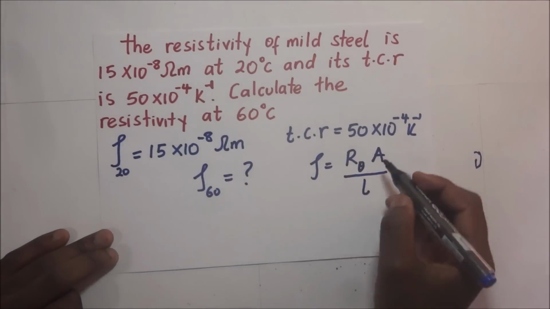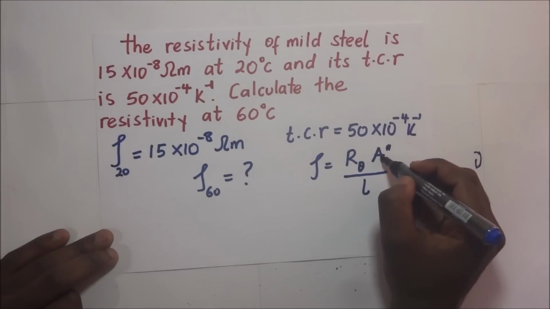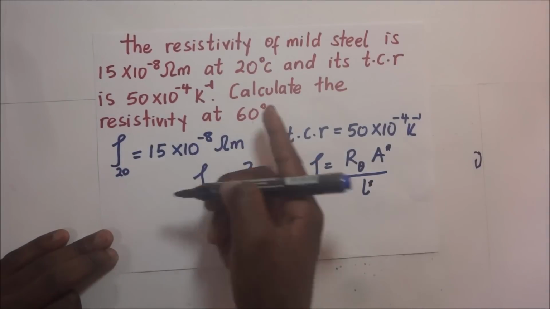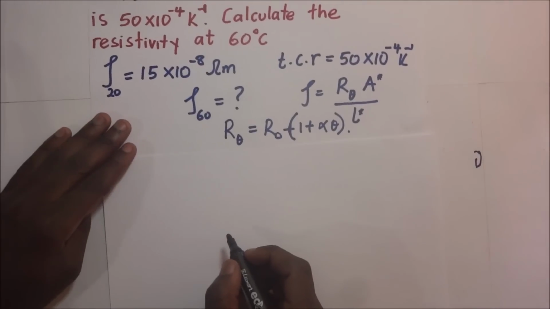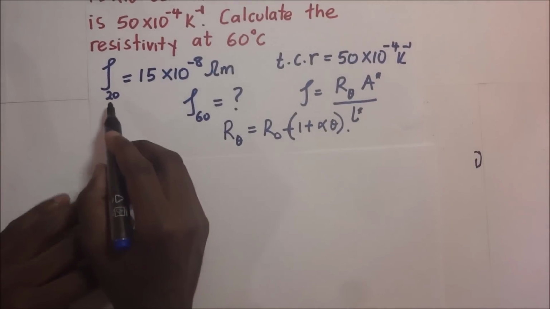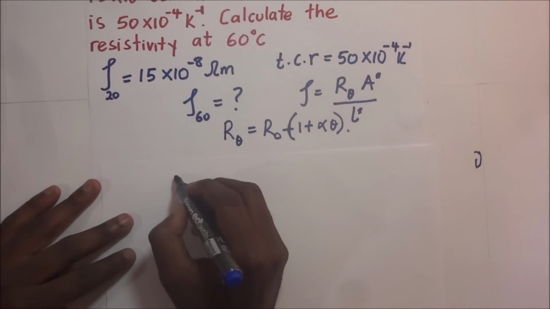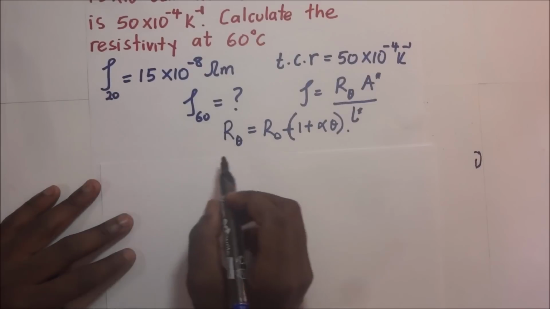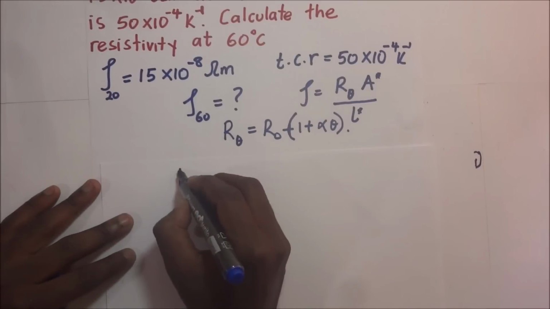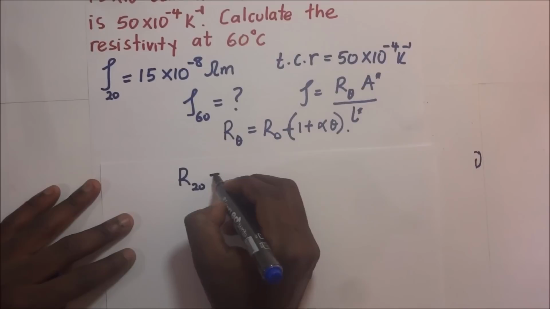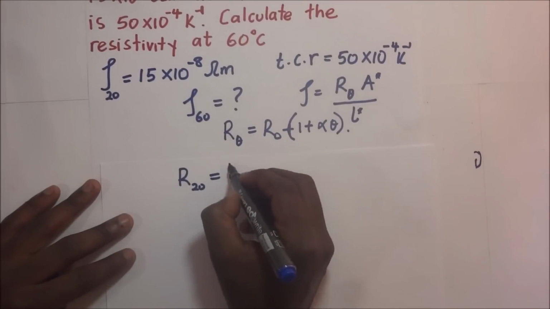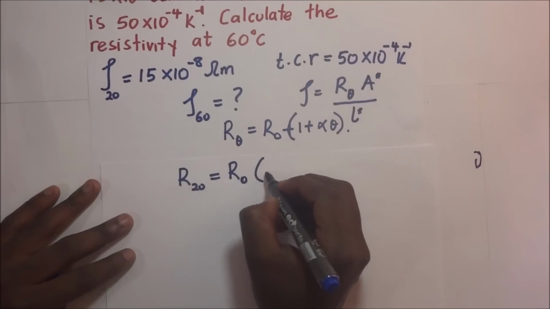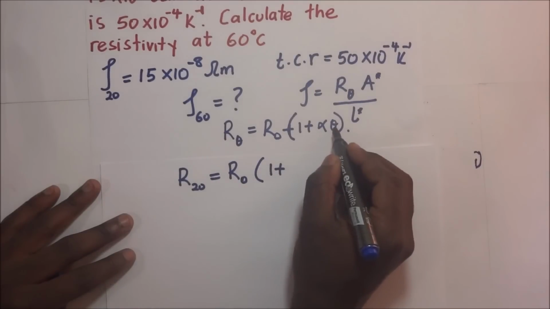But now if you look at this question, we've not been given anything like area, or the length of the conductor. So let's formulate our equations. When the temperature is 20 degrees Celsius, what is our resistance at 20? We know that the resistance at 20 is going to be equal to the resistance at 0 degrees Celsius, which we do not know, times 1 plus alpha times 20.